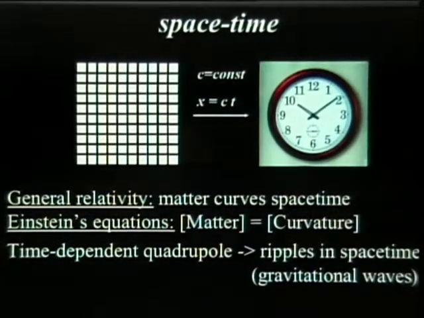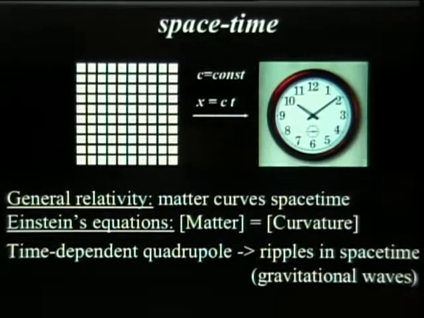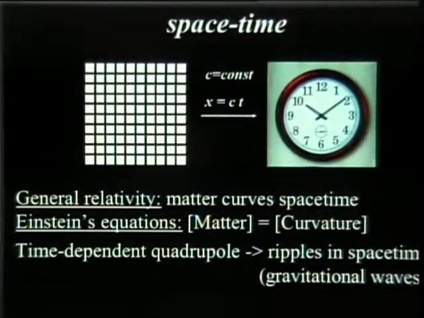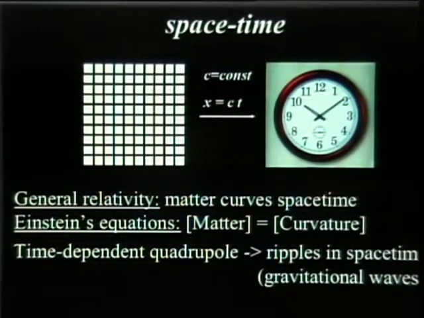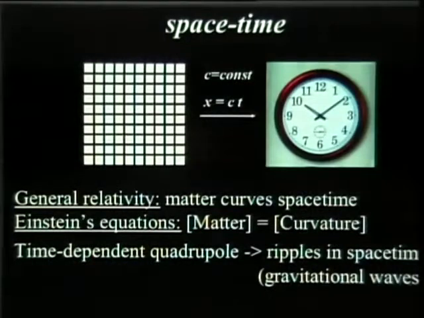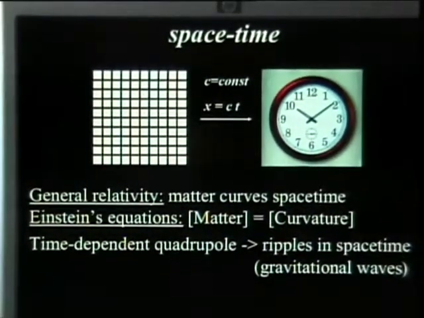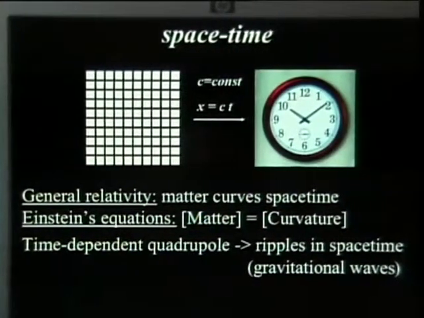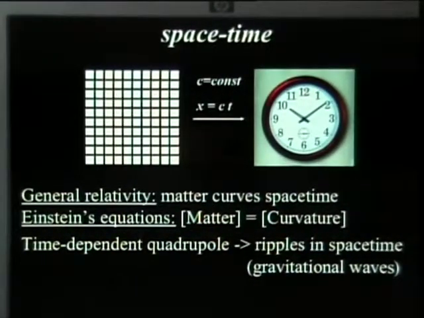Now, if you imagine the matter distribution having a quadrupole moment and the quadrupole being time dependent, then as a result of that, there are ripples induced in space-time. For example, you can imagine two objects moving around or a rod moving around. As a result of that, space-time is perturbed in a time-dependent way. So as if you drop a stone into a pond, you generate waves on the surface of the pond. The same way, you can produce ripples in space-time, and these are gravitational waves, a prediction of Einstein's theory of gravity.